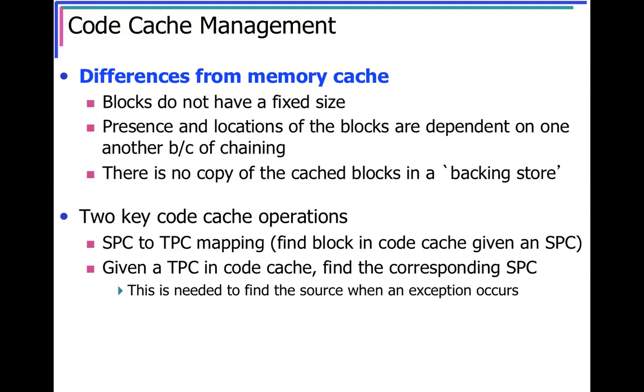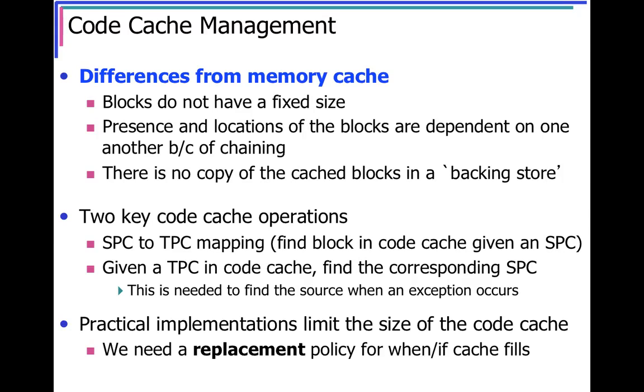We're going to have to keep two key code cache operations operating all the time. That is keeping track of the source in the bytecode and the target in the code cache so that we can keep the mapping between them correct, so we can jump back and forth. We're also going to need to be able to come back out of a trace to get to the source instruction, so we keep a map in the reverse direction as well.